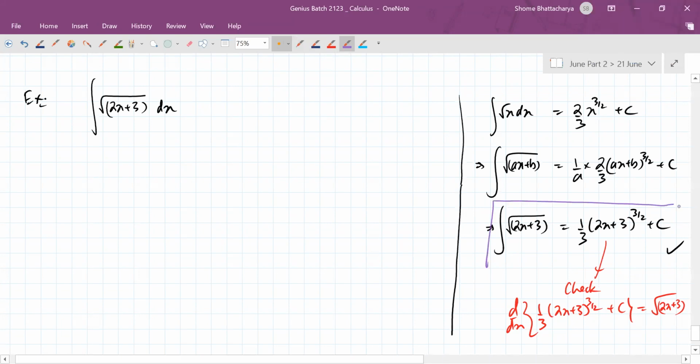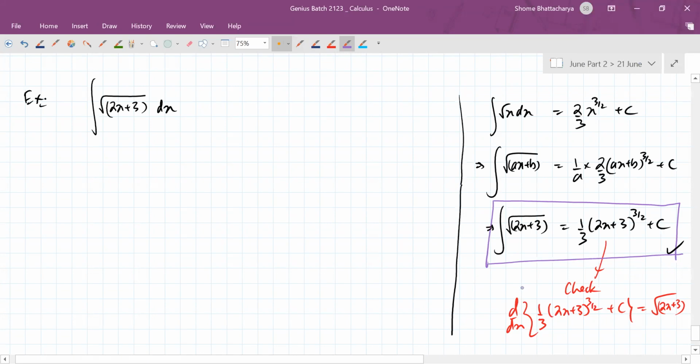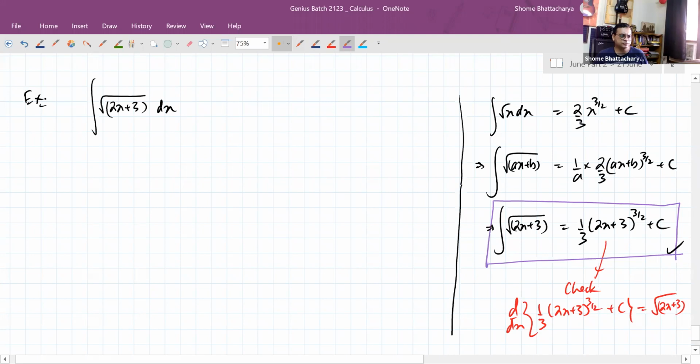So 2 by 3, right? Sir, if I differentiate... Which one? This. 2 by 3 x. See, the power is half now, plus 1. You understand? x to the power n plus 1 upon n plus 1. So it's 2 by 3 x to the power 3 by 2. Got it now?